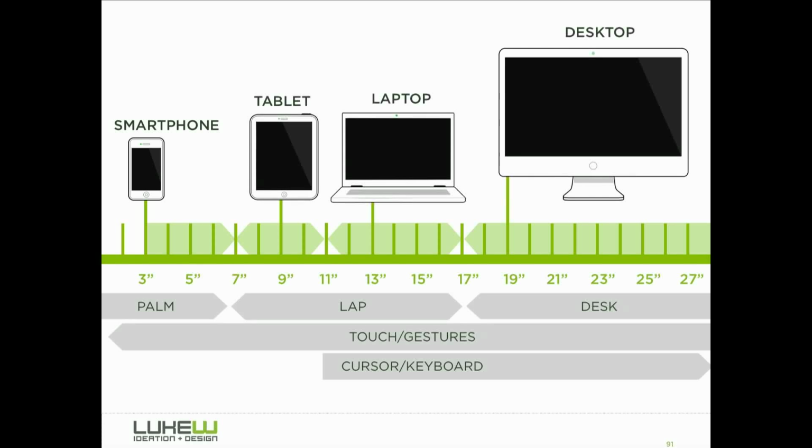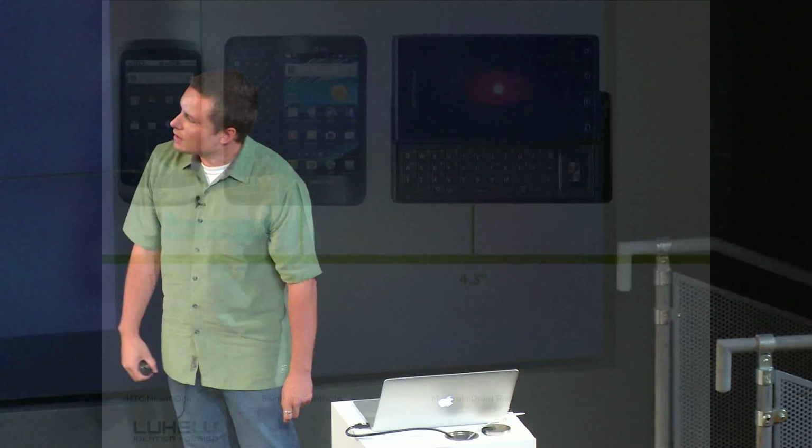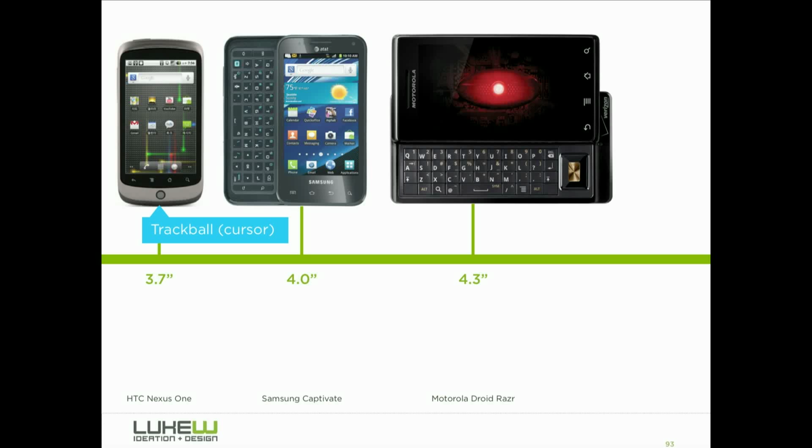And you can say, Luke, all right, well, at least I don't have to worry about cursors and keyboards on smartphones and tablets, right? Nobody's going to put a cursor like a trackball or a keyboard or anything on these things. Why would anyone do that? Well, let me show you that one. Here is a trackball on the HTC Nexus 1. Here is a keyboard on the Samsung Captivate.